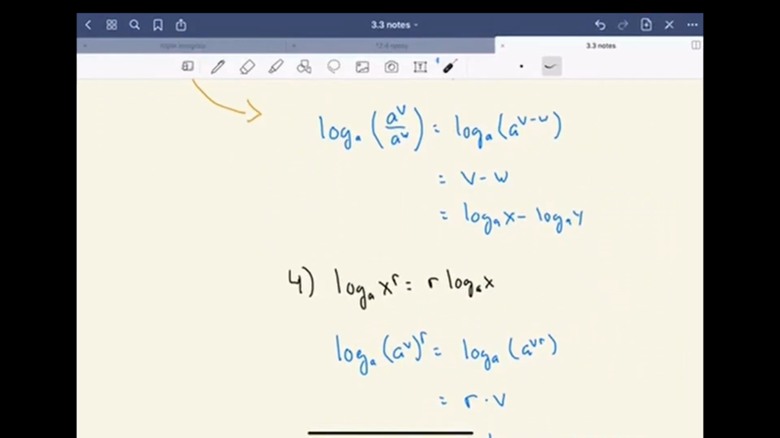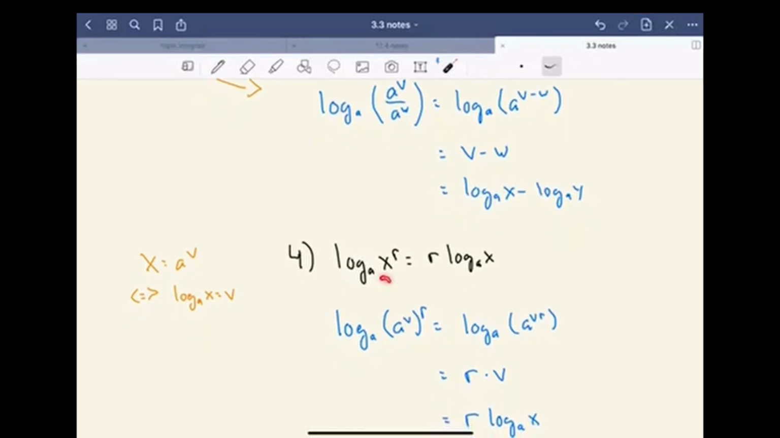The exponent rule, or say a power rule. It's a power type rule. Log base a of x to the r equals r log base a of x. So remember again, we had assumed that x equals a to the v, which is equivalent to saying log base a of x equals v. All right, so replacing x by a to the v.